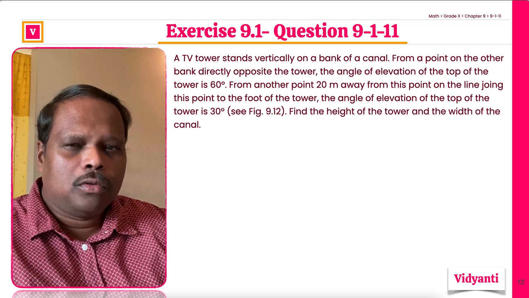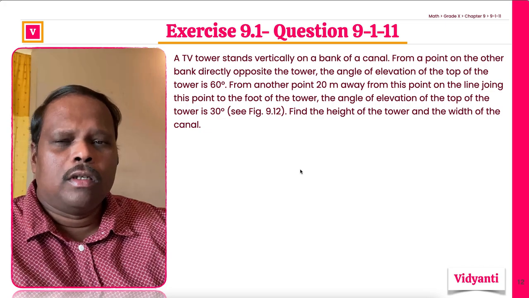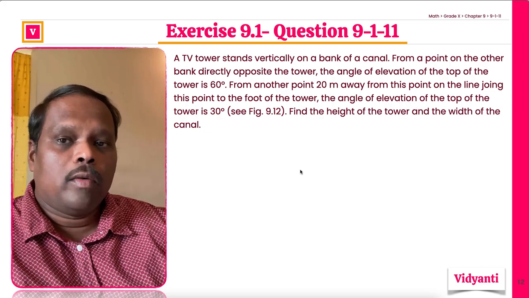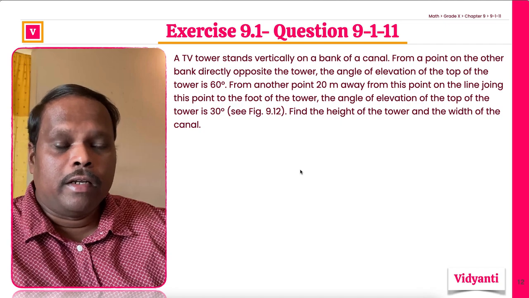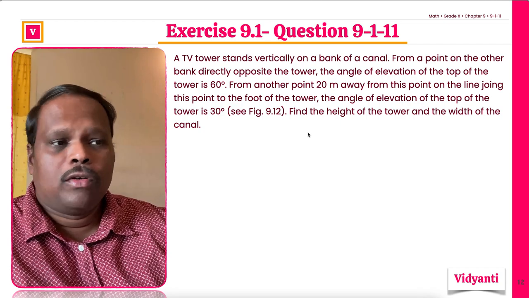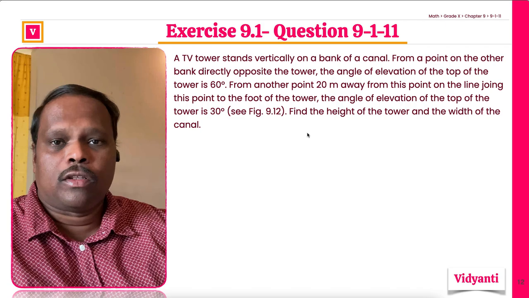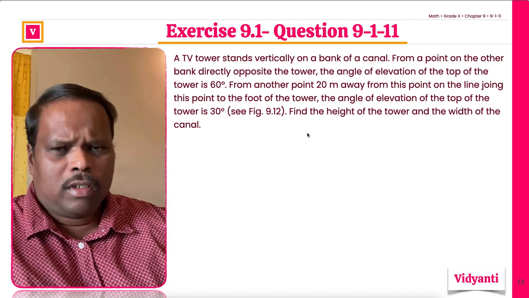So there are two distinct points involved. So this will be involving two separate right angle triangles. We are supposed to find out the height of the tower and width of the canal. The diagram is given in the exercise.